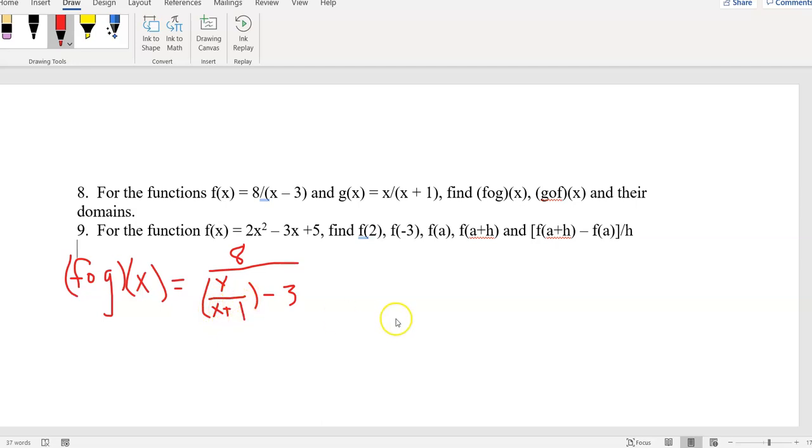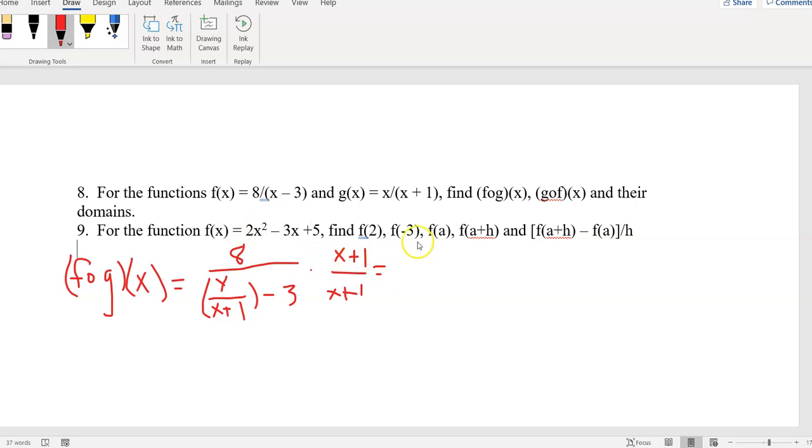Now remember, with these fractions within fractions, we have to simplify them. To simplify them, we multiply by the denominator of the smaller fraction. So here's my little fraction within the big fraction. That denominator is x plus 1. We're going to multiply by x plus 1 over x plus 1. And of course, I'm only multiplying by 1. I'm just writing it as x plus 1 over x plus 1. Anything over itself is 1. So we're just changing the way it looks. We're not changing our answer.